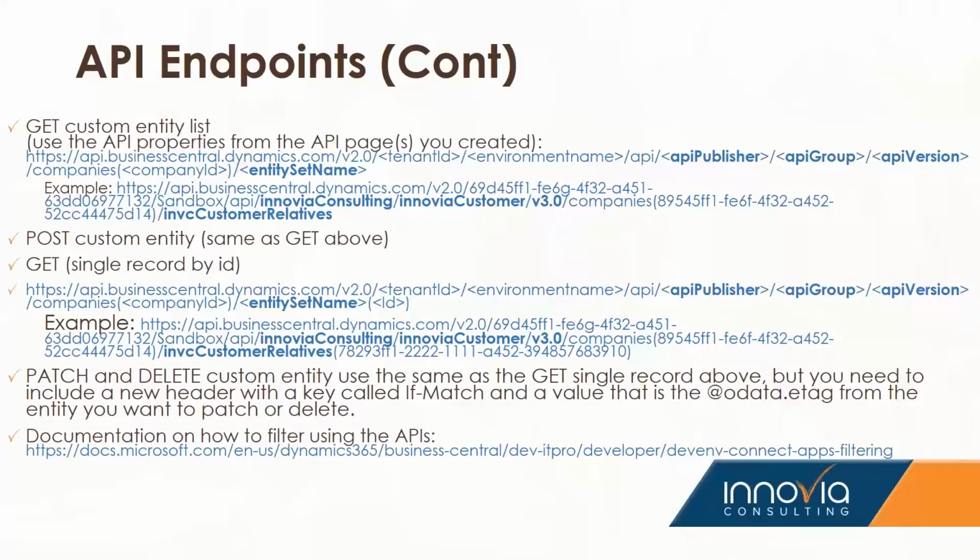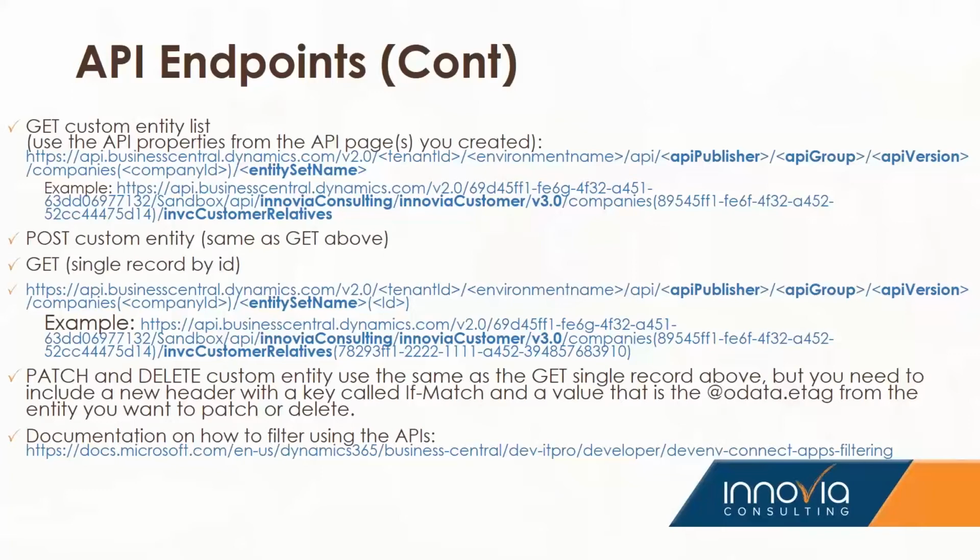The patch and delete. Patch you would use to update a record. Delete you would use to remove a record. It's the same URL that you use for the get a single record by ID. Of course, you're just using patch or delete as your command. However, for those, and this wasn't available to me until I ran across it finally during my troubleshooting of why I couldn't update or delete anything.